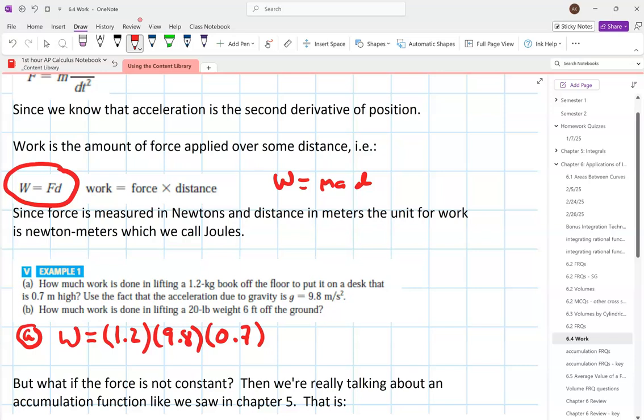How much work is done by lifting a 20-pound weight 6 feet off the floor? Again, 20. Now we have to be a little mindful. Notice that this is in pounds and feet, so I'm going to use that other gravitational constant. I think it's 32 feet per second squared. So again, you're just plugging it in, right? If force is constant, it's a piece of cake. It's just like an Algebra 1 plugging stuff into a formula kind of problem.